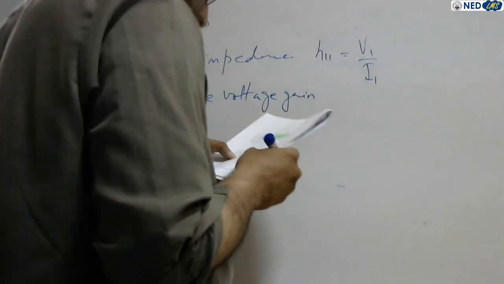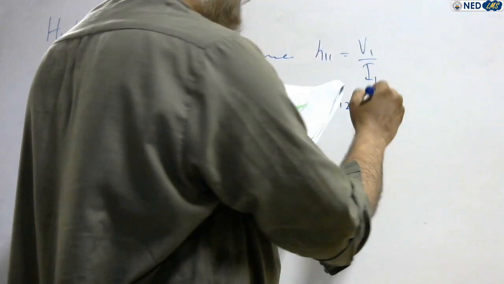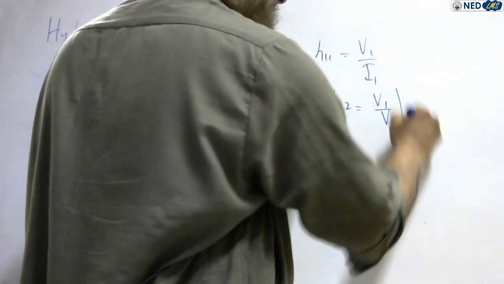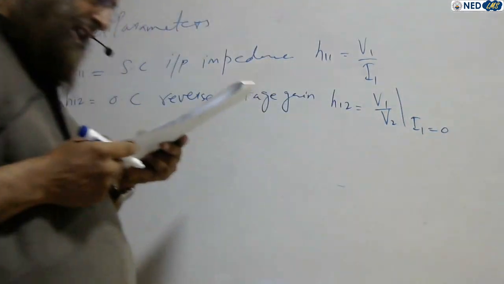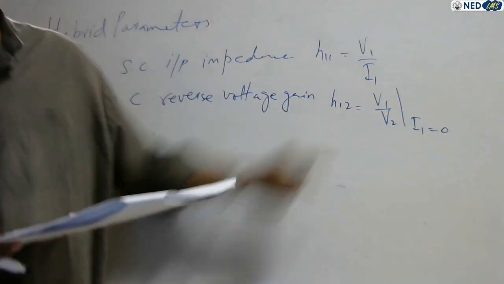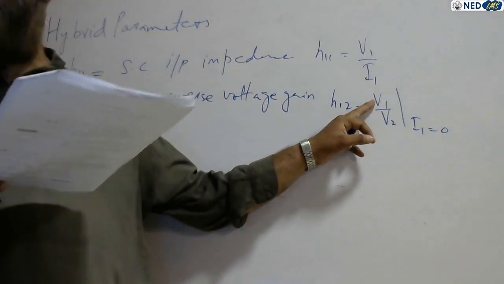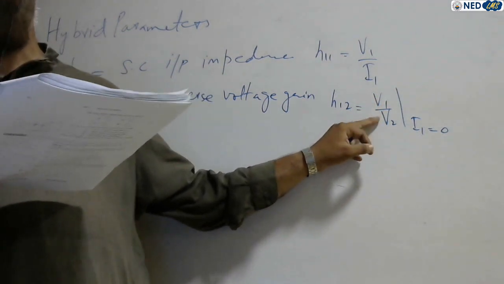So open circuit reverse voltage gain. What was H12? H12 was the ratio of V1 over V2. Because it is a ratio of two same quantities, it is voltage gain. Why is it reverse voltage gain? Because it is a ratio of input over output, that is terminal 1 over terminal 2.